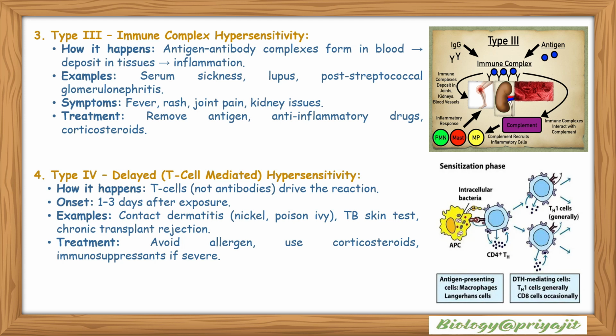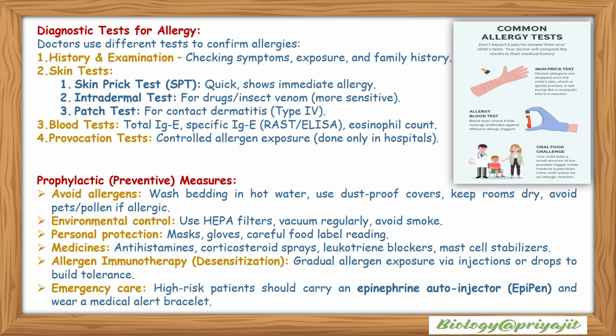Type 4 or delayed or T cell mediated hypersensitivity. It happens when T cells, not antibodies, drive the reaction. Its onset occurs 1 to 3 days after exposure. Examples: contact dermatitis with nickel, poison ivy, TB skin test, chronic transplant rejection. Treatment includes avoiding the allergen, using corticosteroids, and immunosuppressants if severe.